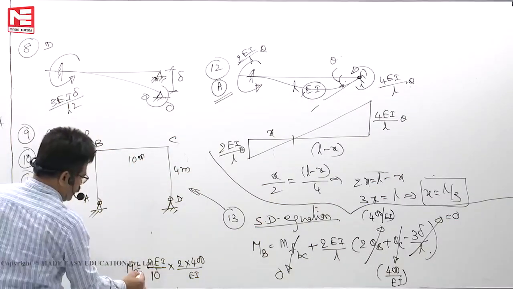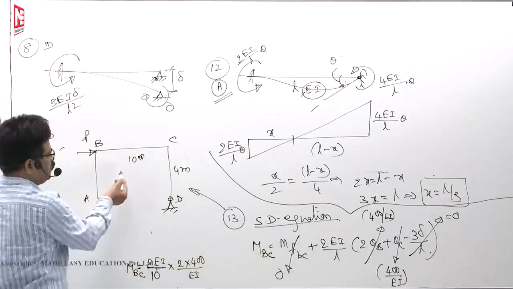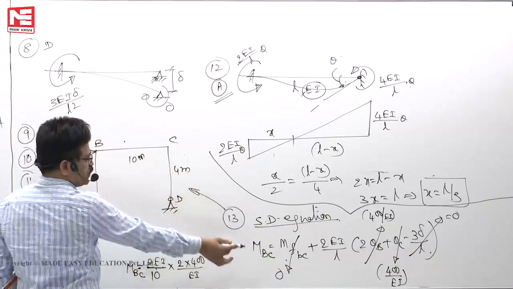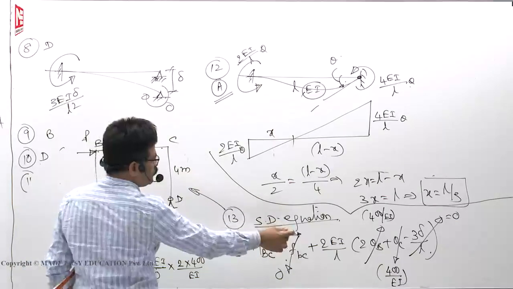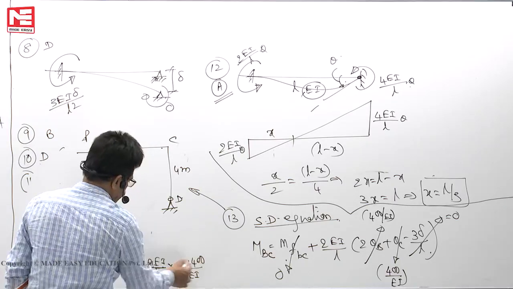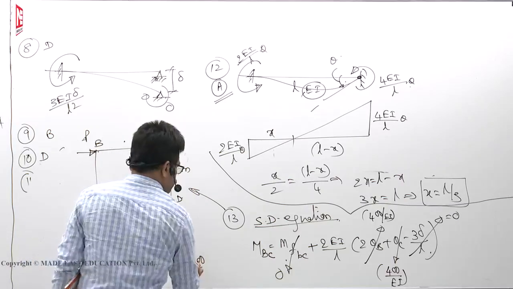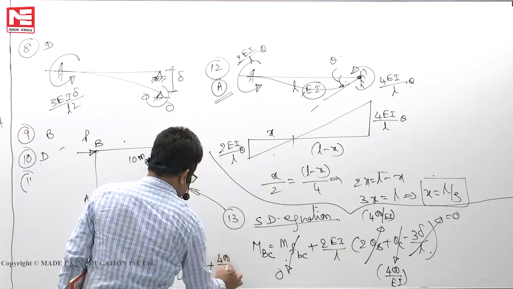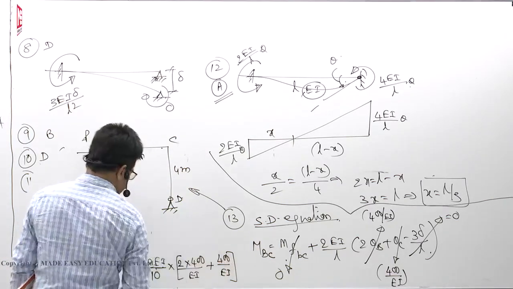So MBC, we want to find MBC. He is asking for the moment at BC or MBA, anything we can find. MFBC, no load, so the fixed end moment is 0. 2EI by L, theta B he has given, theta C same, and no sinking. So that's how it will come. So 2EI by 10 into 2 theta B means 400 by EI, plus theta C 400 by EI. That's all. So 2 into 400 plus 400 means 3 into 400.